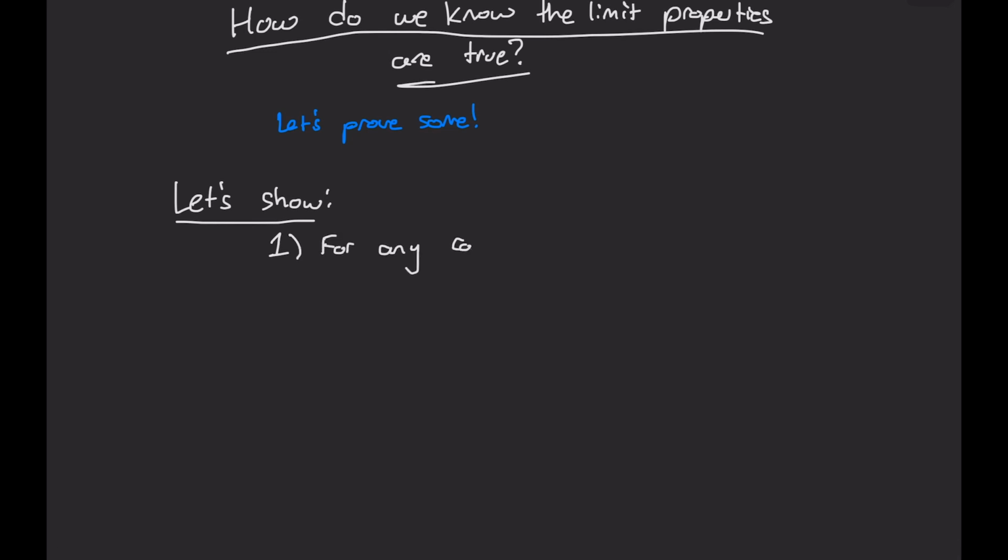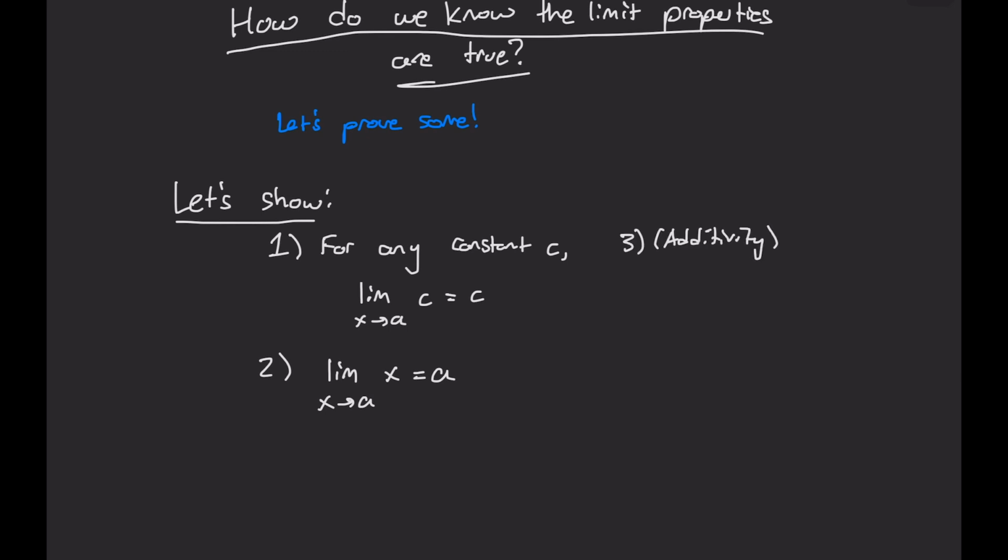So let's show a few of them. One, for any constant c, the limit as x goes to a of c is just c. Two, let's show that the limit as x goes to a of x equals a. Three, we're going to prove an additivity property.